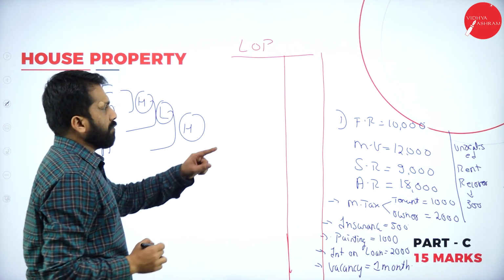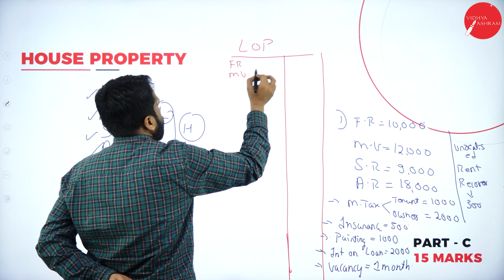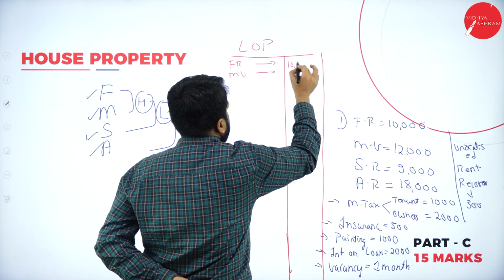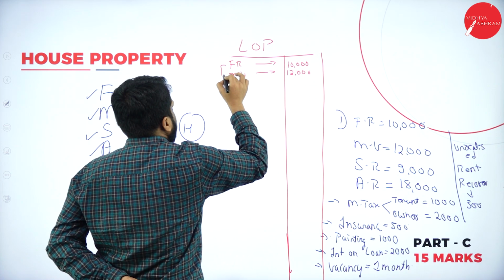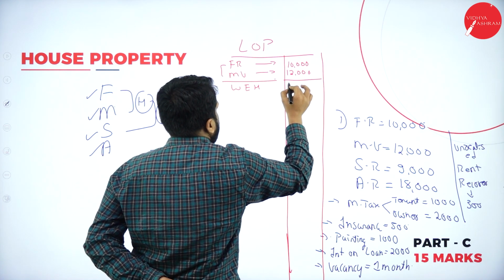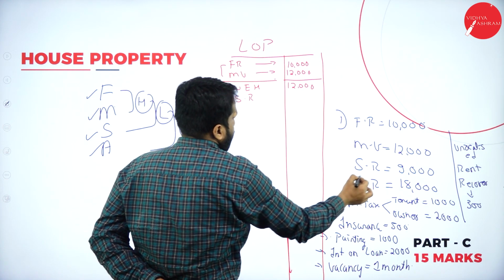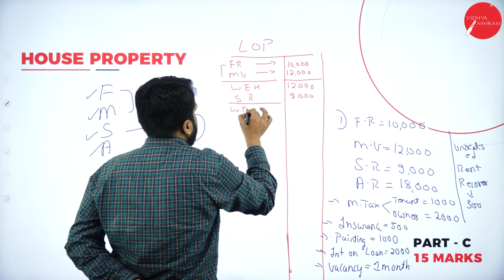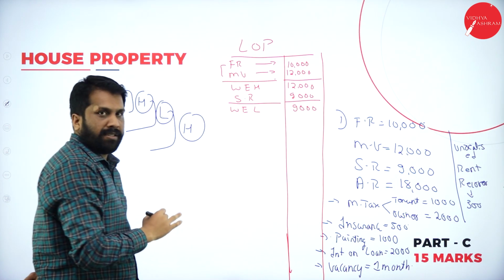How do we go for this? Fair rent, municipal value. Fair rent is 10,000. Municipal value 12,000. Whichever is higher, I'll go with 12,000. Compare with standard rent, which is 9,000. Whichever is lower, we go with 9,000. Hope you are getting? Yes.